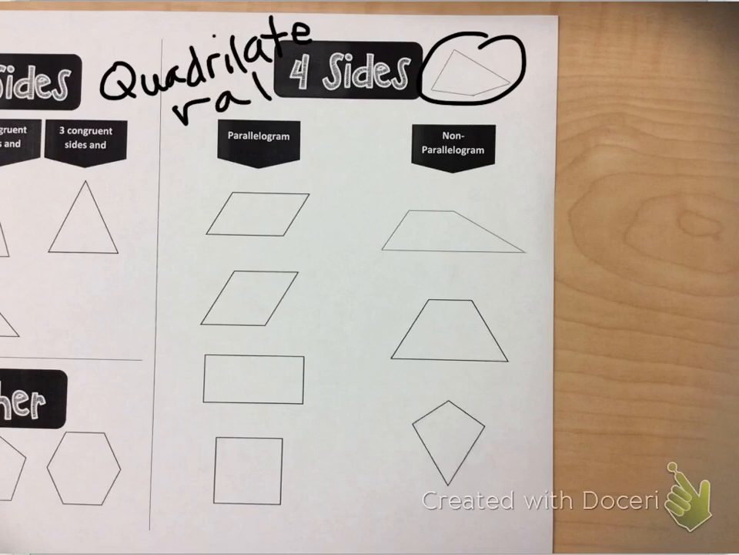Sorry, I had to continue it there. Quadrilateral. Any shape with 4 sides is called a quadrilateral. What we want to look at is what specifics are there on a quadrilateral.